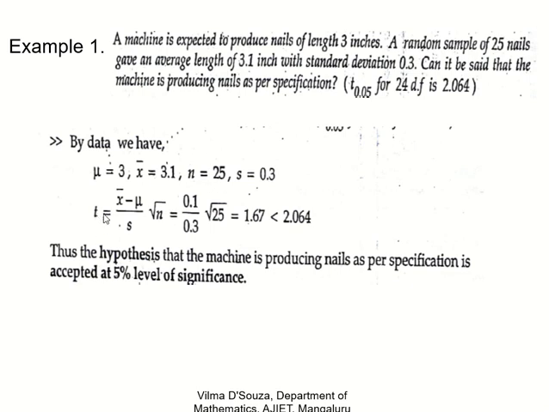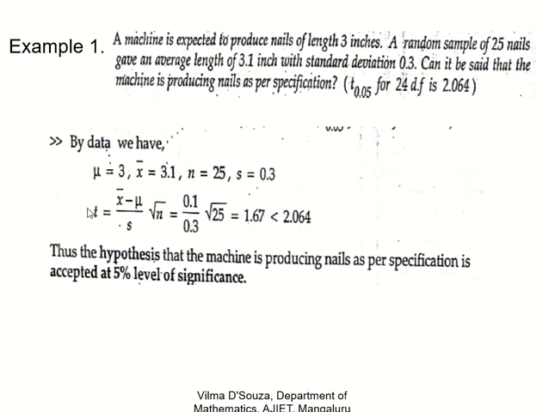So use the standard variate formula. t is equal to x bar minus mu by S into root n. X bar is 3.1, mu is 3, so it is 0.1 by S. S is 0.3 into root n, root 25. So 0.1 by 0.3 into root 25. Calculate the value. It comes as 1.67.